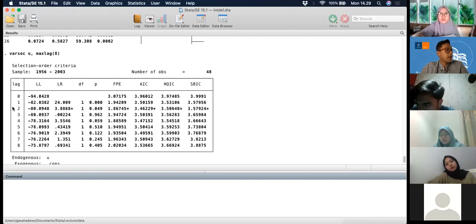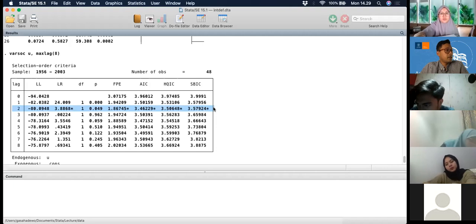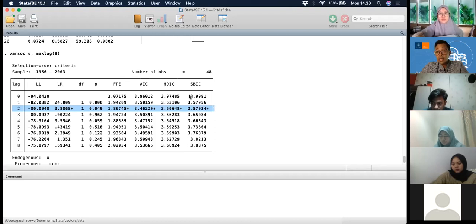Now, recall that what we want is to find the lag length using the Akaike information criterion, the Hannan-Quinn information criterion, or the Schwarz-Bayesian information criterion. If you look at these criteria, you see that they are in agreement. Whether you use the AIC, the HQIC, or the SBIC, you can observe that a lag length of 2 is the optimal lag length.